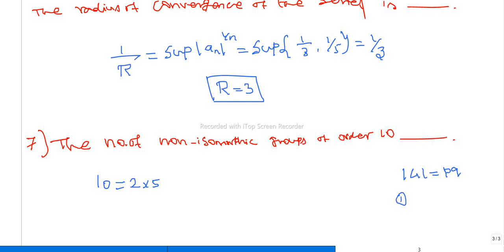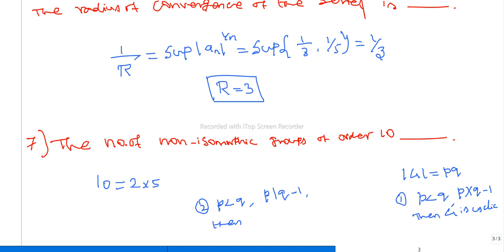The first theorem: suppose p is strictly less than q and p does not divide q minus 1. If both p and q satisfy this property, then G is a cyclic group. And the second theorem says, suppose p is less than q, but p divides q minus 1, then we have only one non-abelian group of order pq, a unique non-abelian group of order pq.